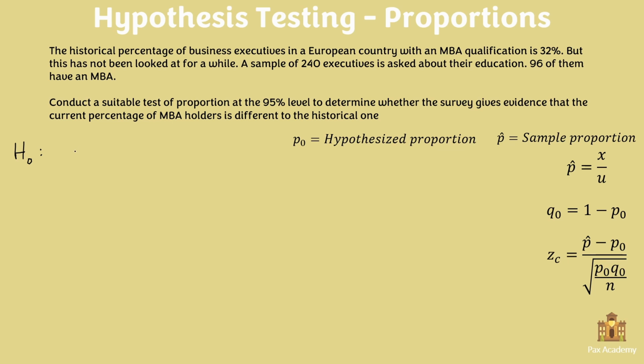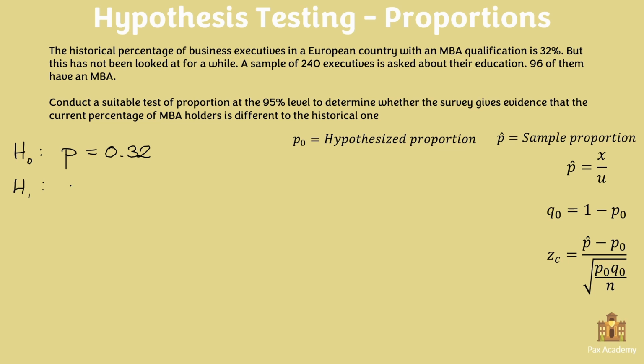The null hypothesis for hypothesis testing with proportions is going to be a proportion. So we write it as P. So P is equal, and in this case, the null hypothesis is that 32% have an MBA qualification. Therefore, the proportion, which is the percentage divided by 100, in this case is 0.32.